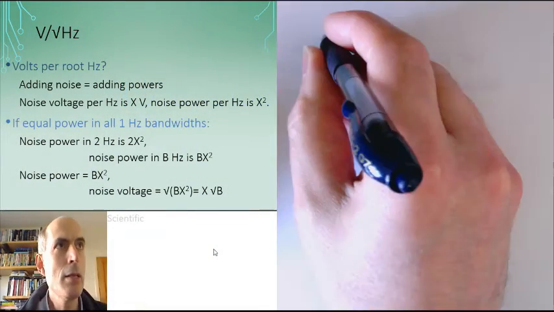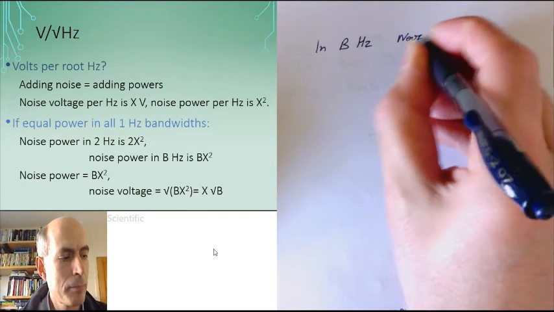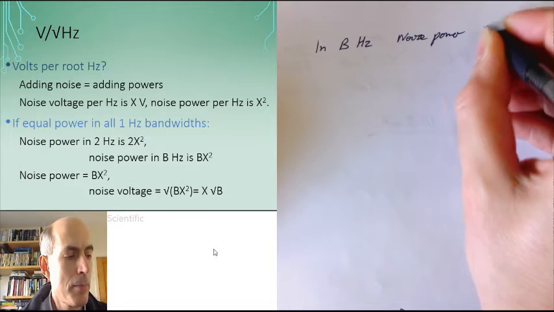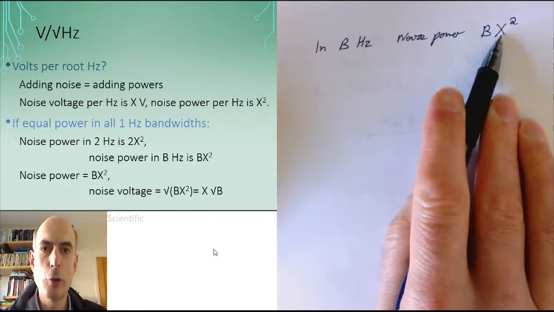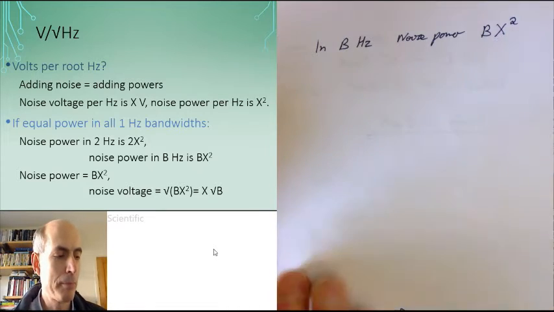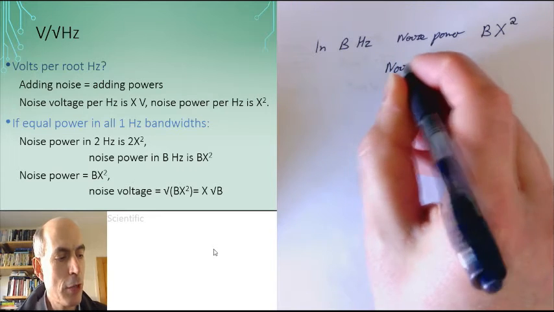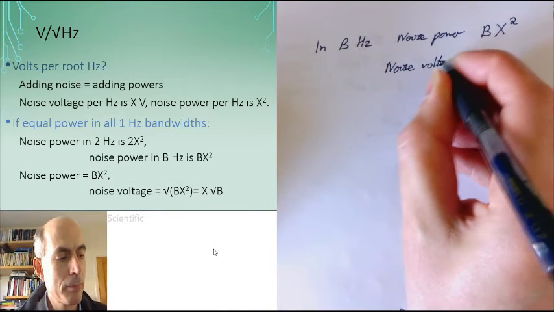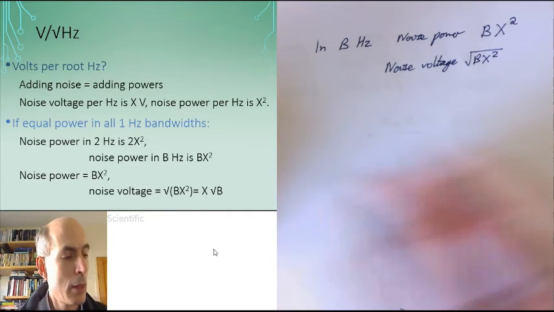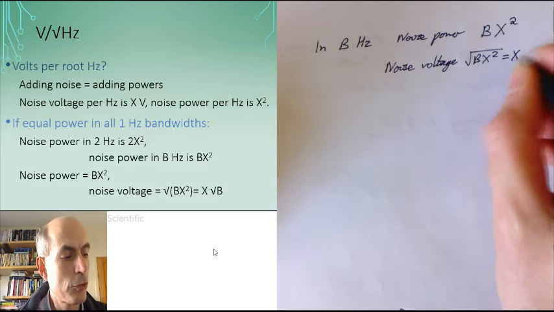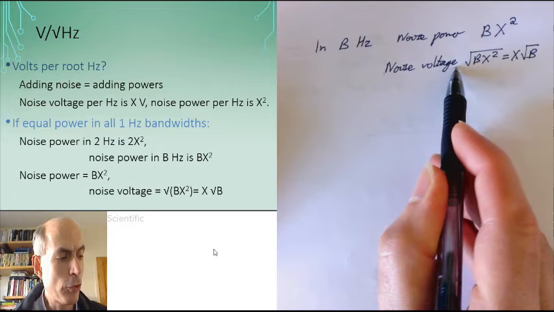So, in b Hertz, we would have a noise power of b x squared, where x is the noise voltage in 1 Hertz bandwidth. If the noise power is bx squared, then that suggests that the noise voltage is the square root of bx squared. In other words, just x times the square root of b. Now that's the noise voltage.